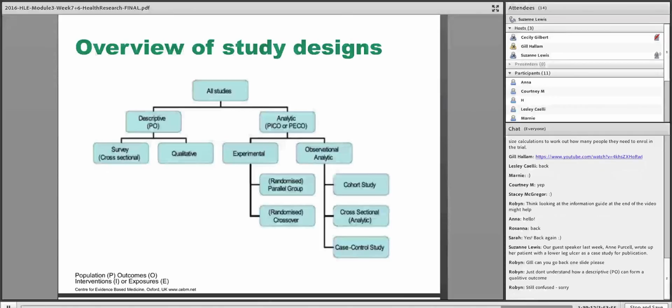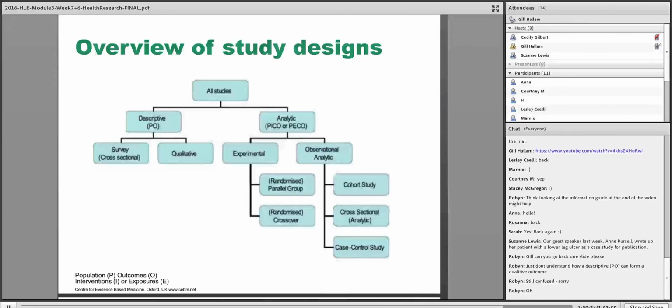Oh, Robin's typing. Still confused. Okay. Maybe we could continue the discussion on the Facebook site, possibly. Yep. Because I'm just conscious of the time. Yeah. So maybe if we get onto Facebook. Okay, so yes, that can continue over the next day or so to make sure that everyone understands.